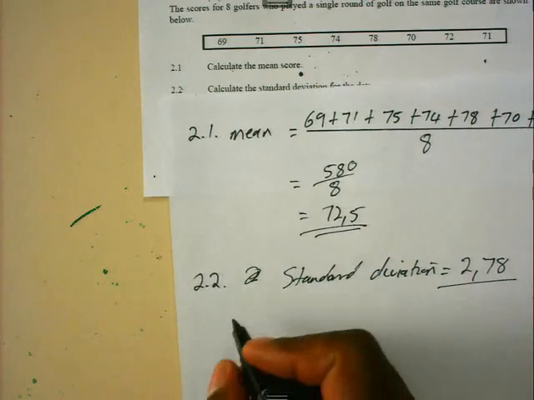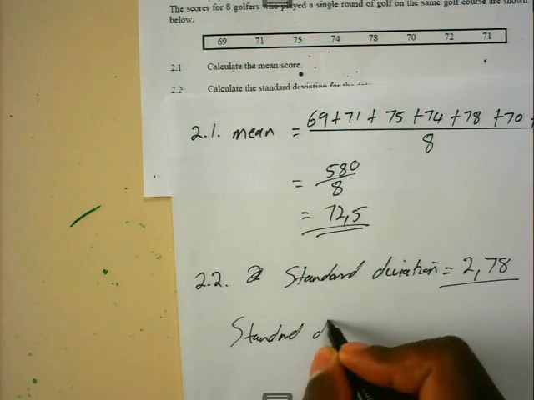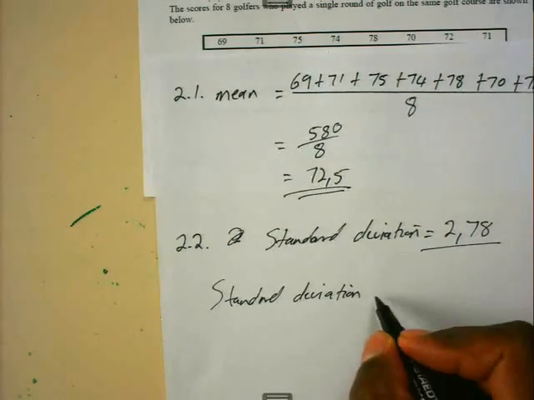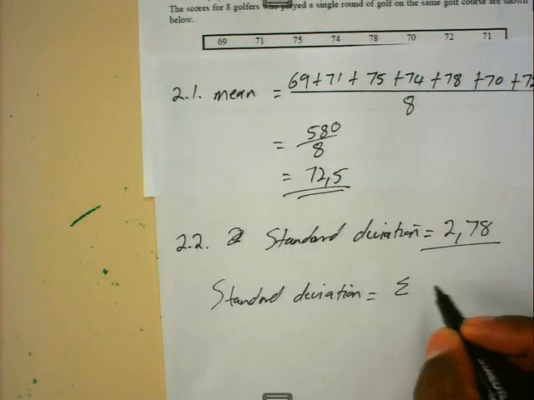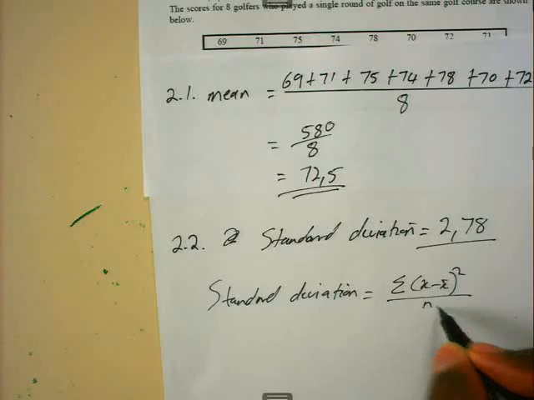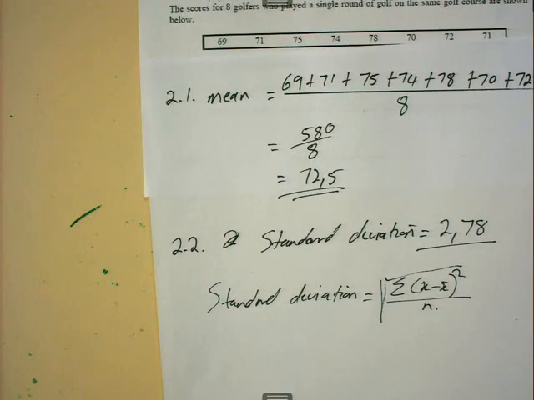Sometimes to calculate standard deviation, we can use a formula. In case you have forgotten the procedure, we say standard deviation is equal to the sum of all squared deviations all over n, the square root of all that. Then that will give you the standard deviation.